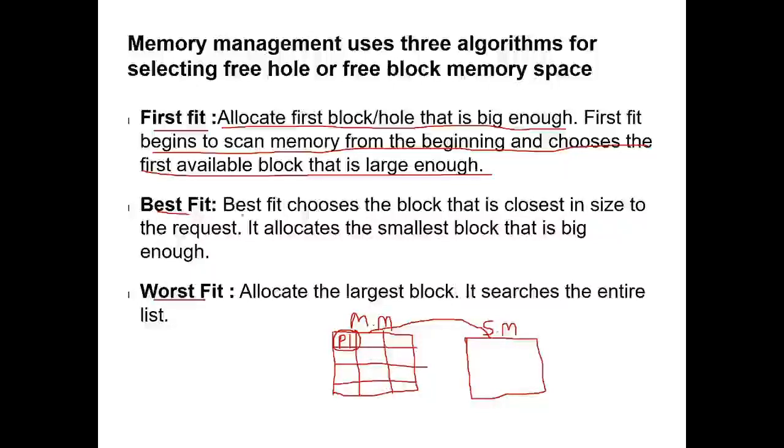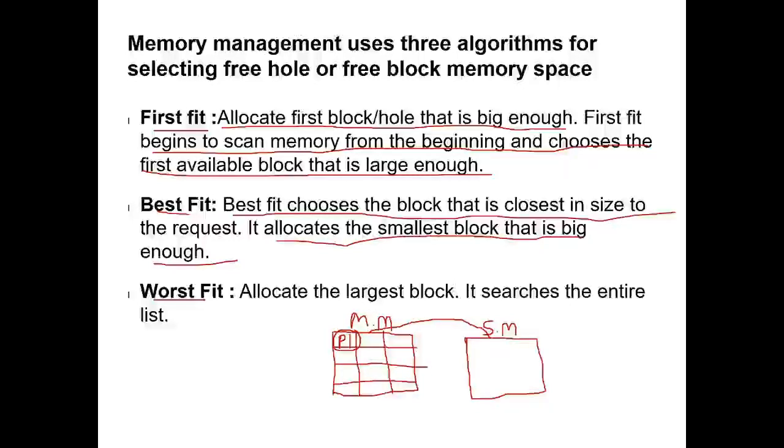And in best fit, what happens? In best fit, it chooses the block that is closest in size to the request. It allocates the smallest block that is big enough. So in best fit, first all the memory will be searched and whichever smallest block is there, that block will be selected to allocate the process. If that smallest block is able to hold the process, then only there will the process be allocated for execution.